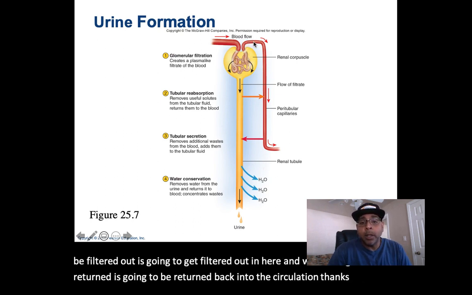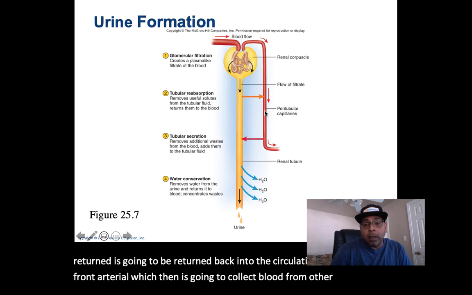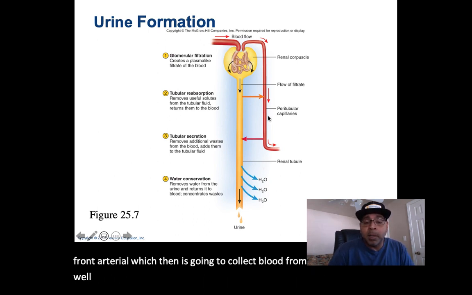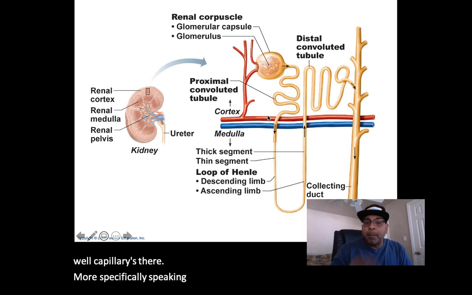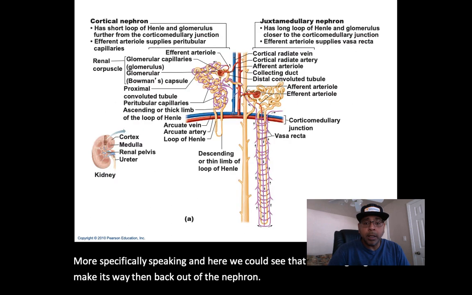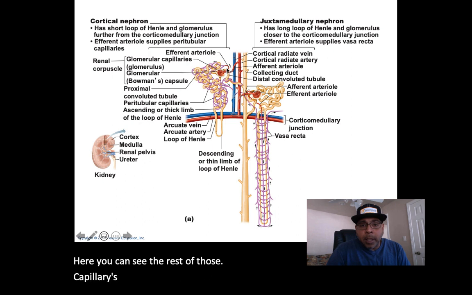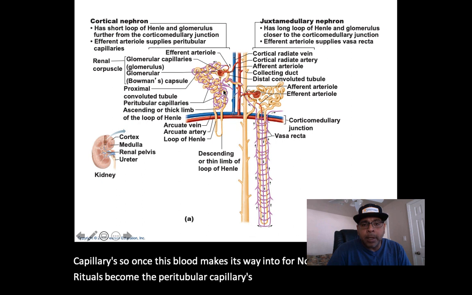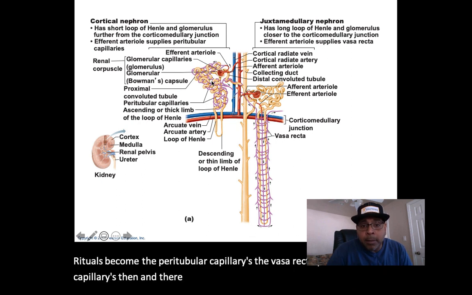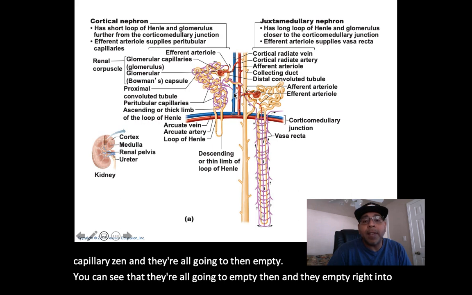the efferent arteriole, which then is going to collect blood from other arterioles as well, the capillaries there, more specifically speaking. And here we could see that blood is going to make its way then back out of the nephron. Here you can see the rest of those capillaries. So once this blood makes its way into the efferent arterioles, it becomes the peritubular capillaries, the vasa recta, peritubular capillaries then, and they're all going to empty right into the cortical radiate vein.